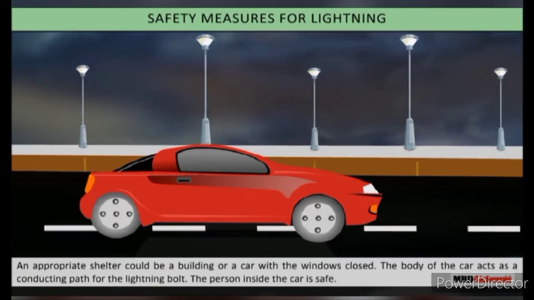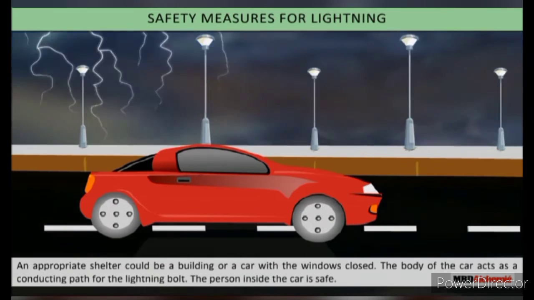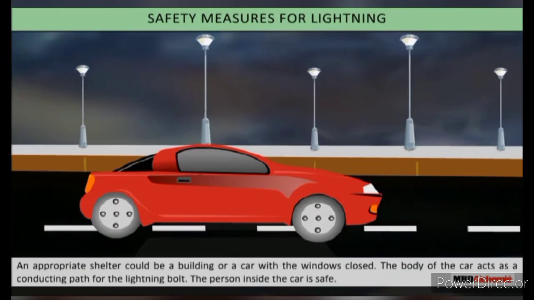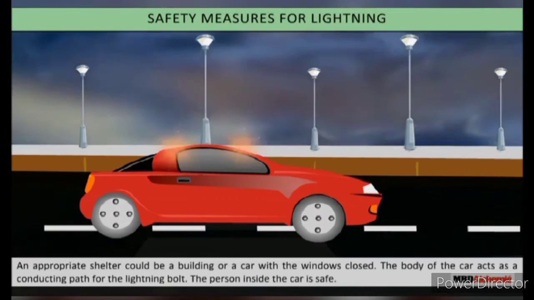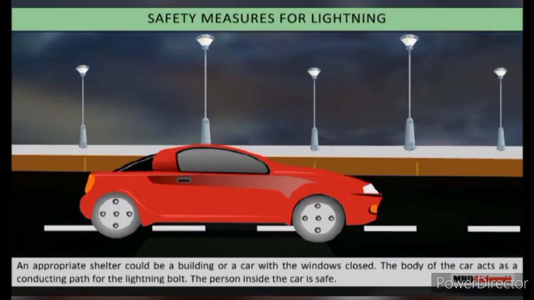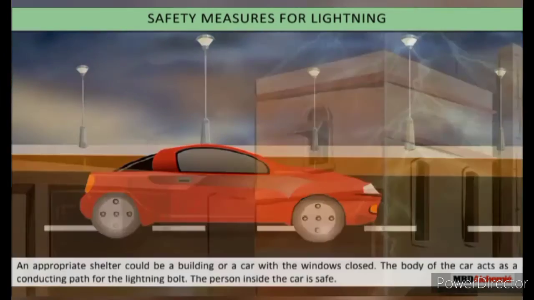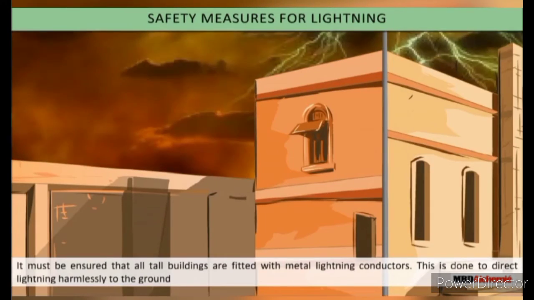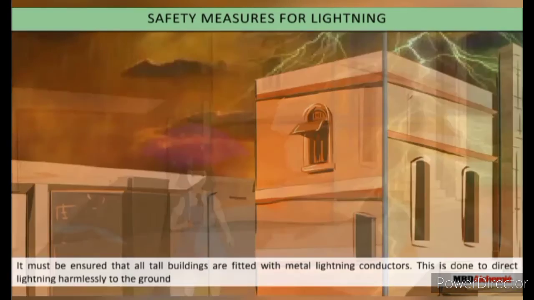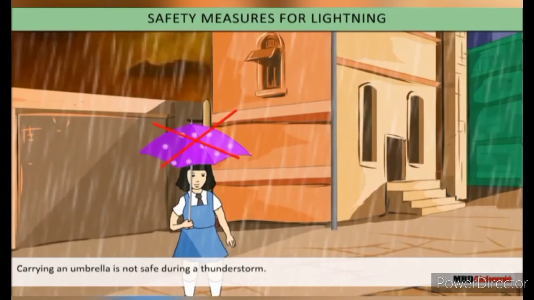An appropriate shelter could be a building or a car with the windows closed. The body of the car acts as a conducting path for the lightning bolt, and thus the person inside the car is safe. It may be ensured that all tall buildings are fitted with metal lightning conductors. This is done to direct lightning harmlessly to the ground. Carrying an umbrella is not safe during thunderstorm.